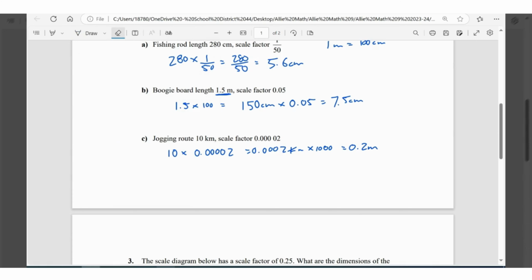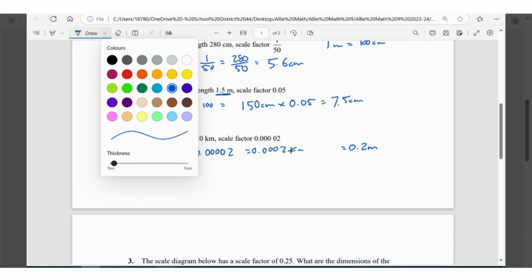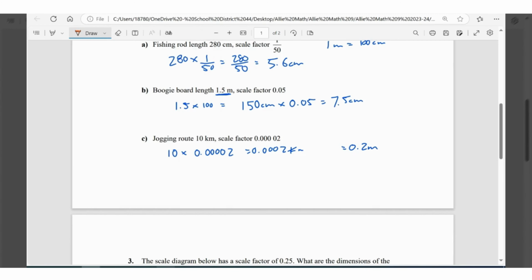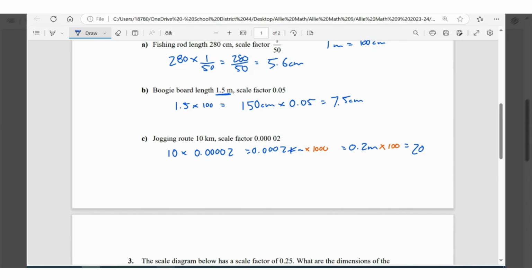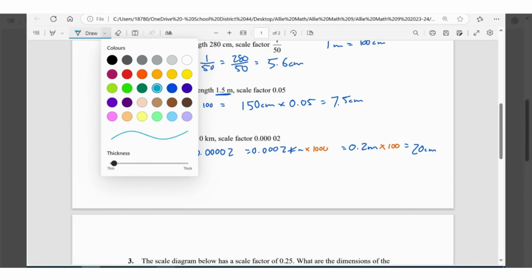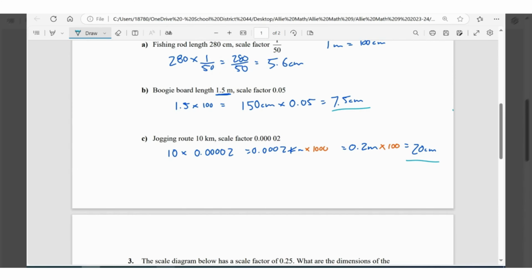And then maybe I should do this in another color. Maybe I should have done that from the beginning. Let's do that. So we times by 1,000 to get us to meters. Now we're going to times by 100 to get us to centimeters. And so 0.2 times 100 gives us 20 centimeters. Okay, so those are those.